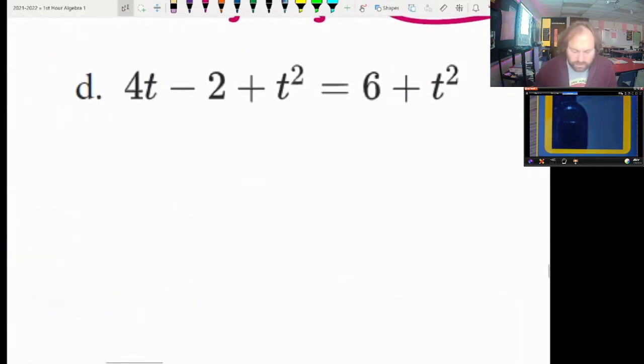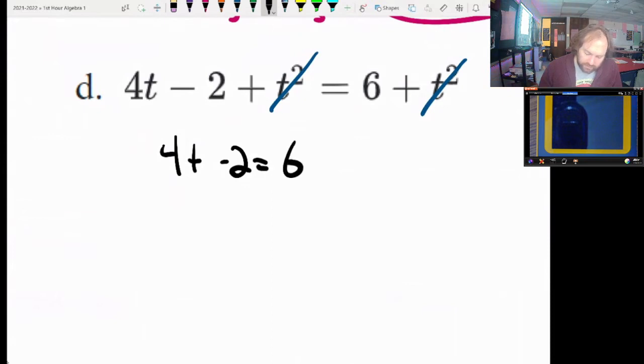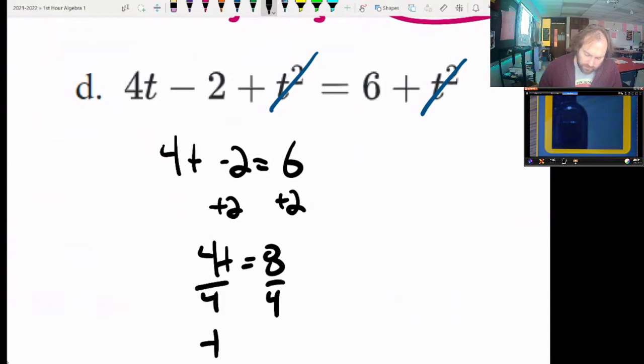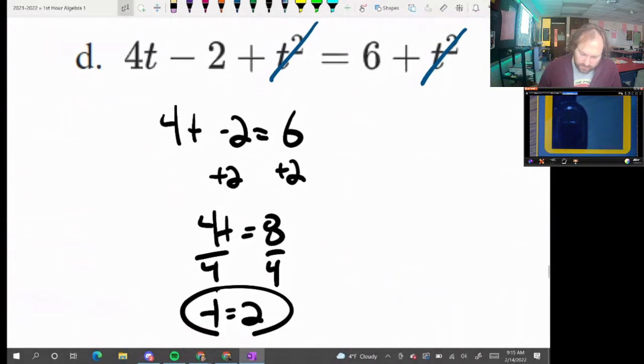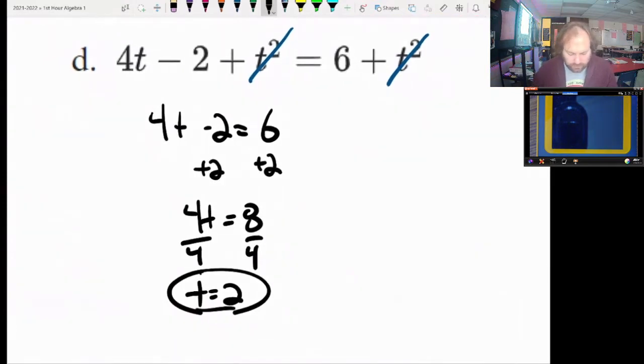Question D, again, this is a lot like the question up above, only a lot of that work's been done for us. You can ignore the t squared term since there's one on both sides. Doesn't really do anything. In fact, this problem is actually really easy afterwards. 4t minus 2 equals 6. Add the 2 to both sides and you get 4t equals 8. Divide the 4 on both sides and you get t equals 2, and that's the end of that problem also. T equals 2. Pretty cool. Just ignore those t squareds.